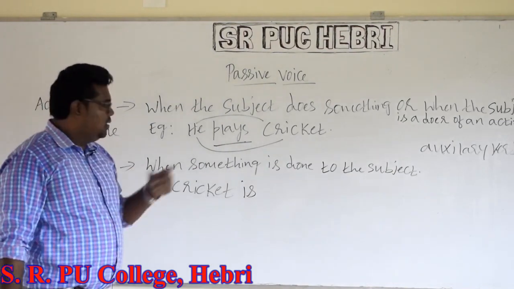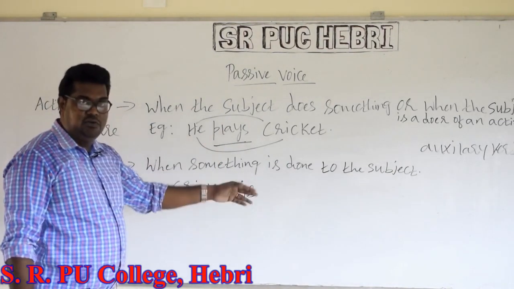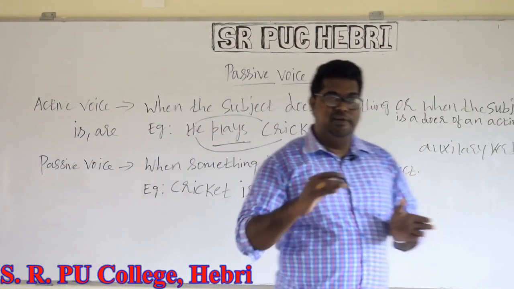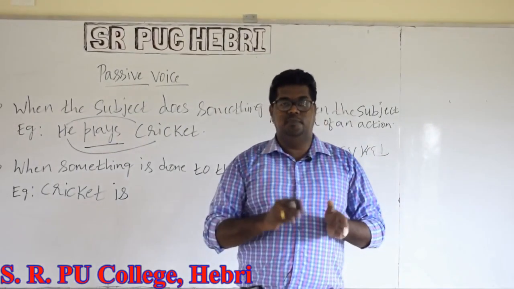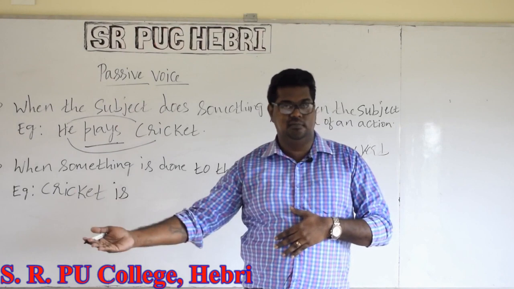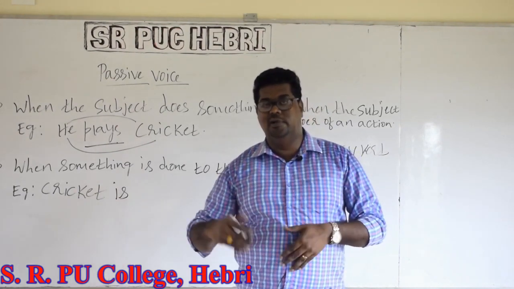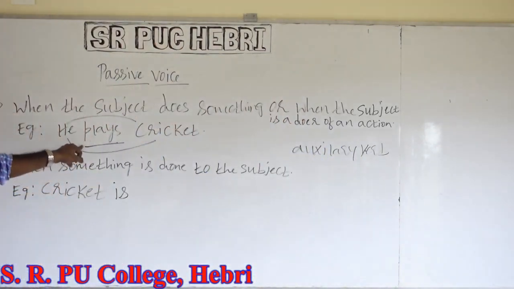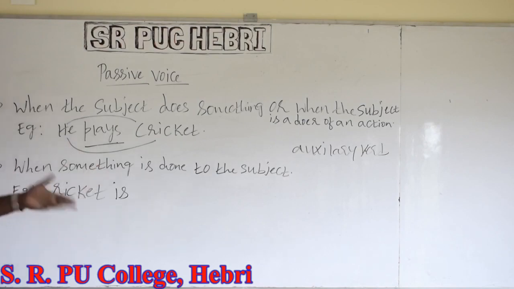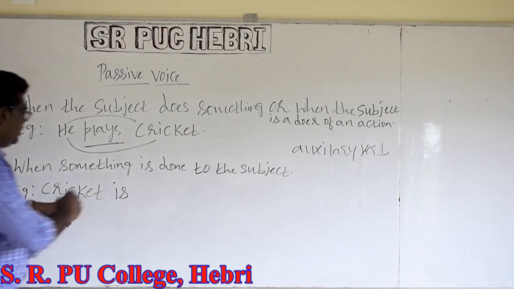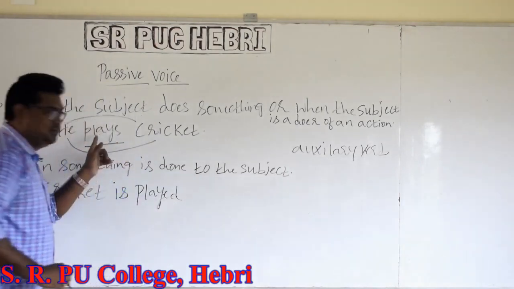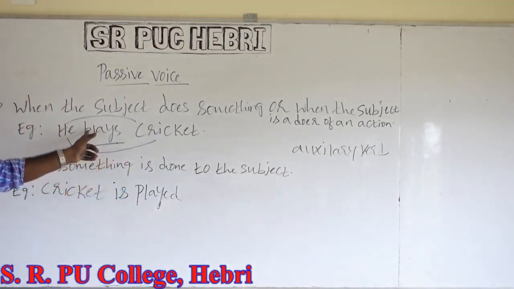Now the third rule is changing the main verb into its past participle form. For example, the past participle form of take will become taken. The past participle form of give will become given. Refuse will become refused. Enter will become entered. Similarly, the past participle form of the word plays will become played. So the third rule gives us: cricket is played. This is the past participle of the word play, which is the main verb here.